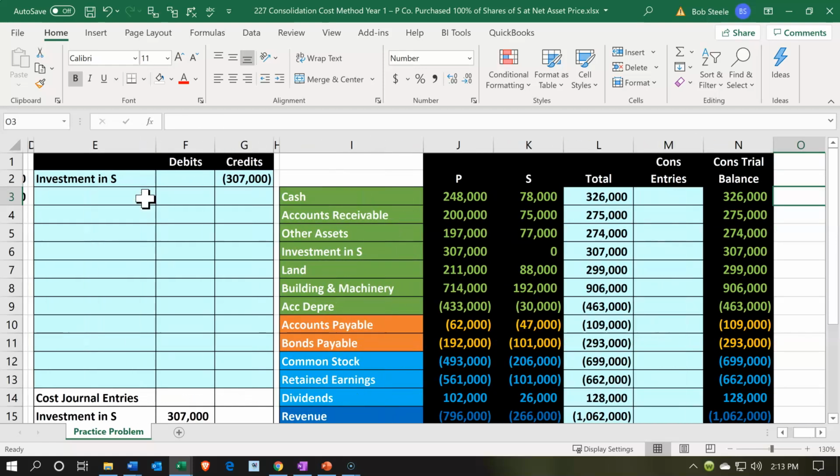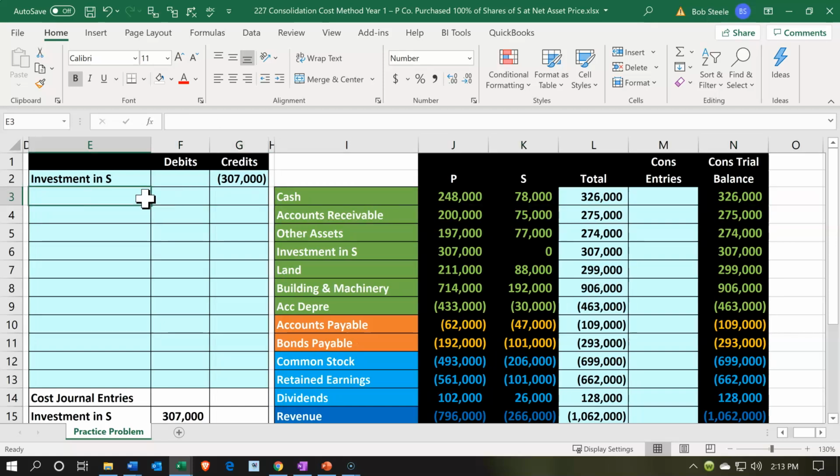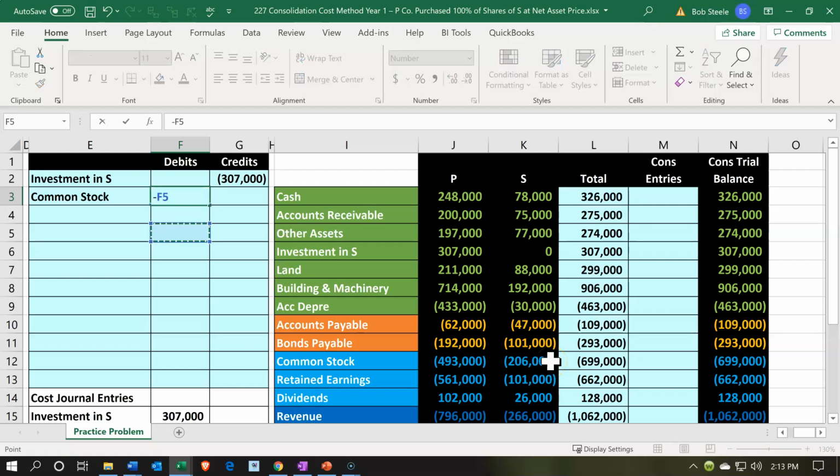So that's going to be the other side then. I'm going to say, all right, then we need to remove the equity section. We're going to say, all right, there's the common stock then, and it needs to go down. This 206, the S's portion needs to go down. It's got a credit balance, so we're going to debit it by that 206. So we'll debit that by the 206.